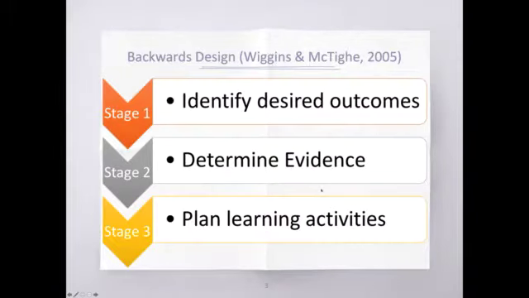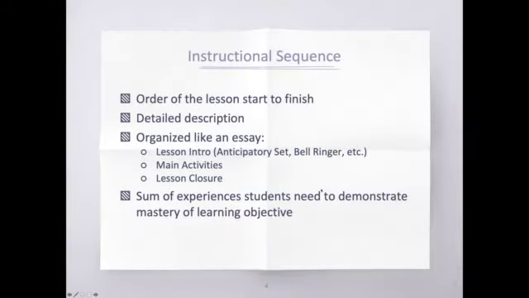Now, as we look at where we've been and where we're going, using this backward design process, we've talked about how you deconstruct standards and how you write learning objectives. We've had a little bit of practice with creating assessments. And now we're ready for stage 3, which is all about the learning activities, and that's where the instructional sequence comes in.